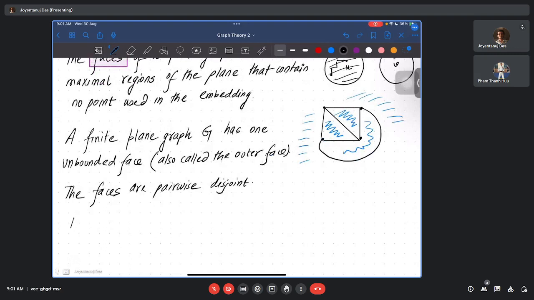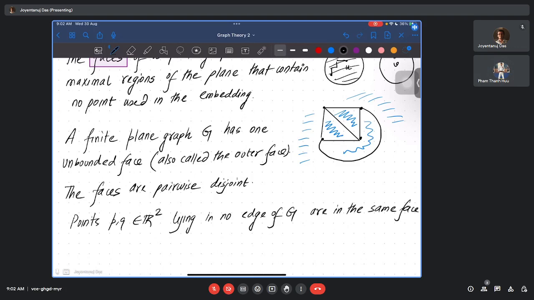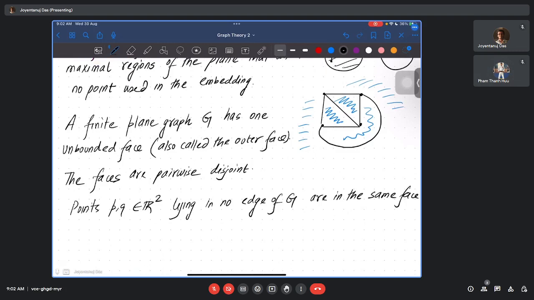Suppose points P and Q belong to the plane in R2, lying on no edge of G. They are in the same face if and only if there is a polygonal PQ curve that crosses no edge.